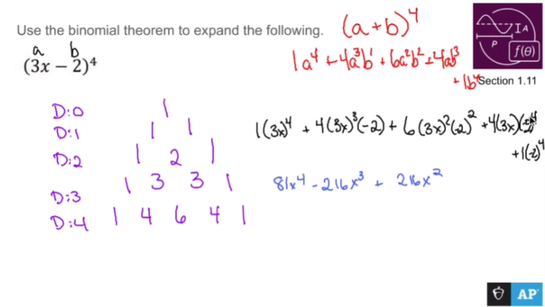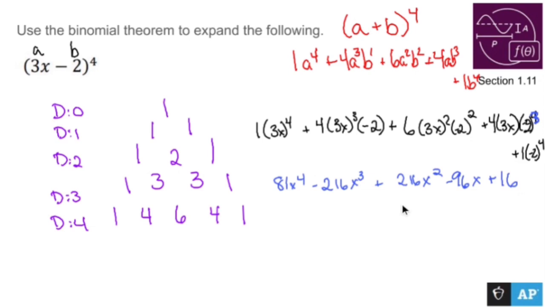That's supposed to be negative 2 to the third, so if I miswrote that, let me fix that right here. Negative 2 times negative 2 times negative 2 is negative 8. Negative 8 times 12 is negative 96, so negative 96 regular x. And then negative 2 times negative 2 times negative 2 times negative 2 is just 16.